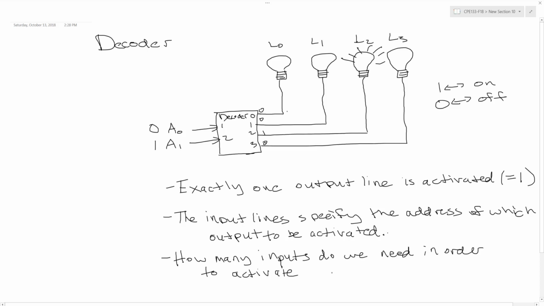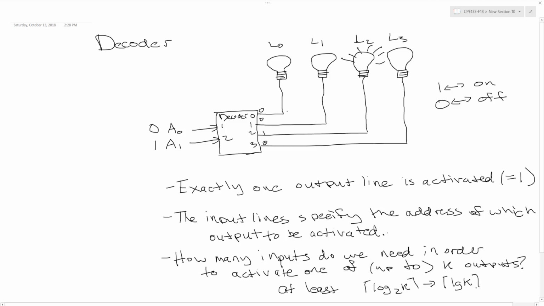So how many inputs do we need in order to activate one of up to k outputs? Well, we're going to need at least log base 2 of k inputs, or specifically the ceiling of log k. Now for standard decoders, we usually also put the number of inputs and outputs in the name, so we would call this a 2:4, or a 2 to 4 decoder. So standard decoders, if they have n inputs, will have 2 to the n outputs, and we would call that an n to 2 to the n decoder.